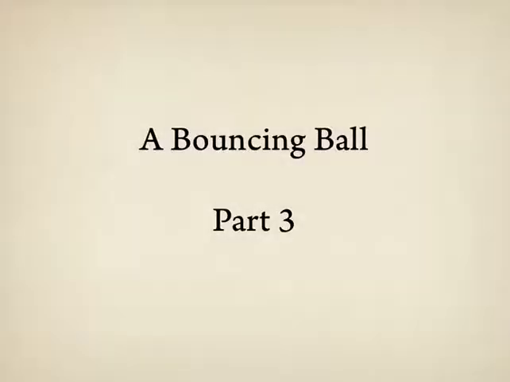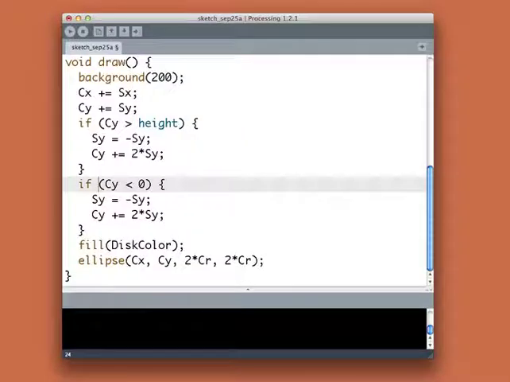In part 2, we simplified our code to handle bounces off the top and bottom of the graphics window. Here's the program just as we left it. Remembering what we did at the end of part 2, let's now combine the two tests to make for a shorter program that's also easier to debug and maintain.